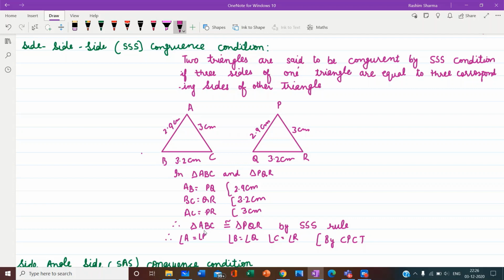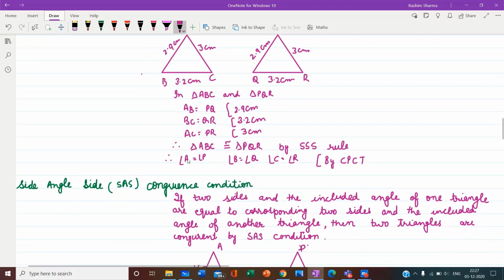Okay, so we will write therefore, because we have proved here 3 conditions, triangle ABC is congruent to triangle PQR by SSS rule. And therefore now remaining three parts, as I told you above, will be equal. Remaining three parts are angle A is equal to angle P, angle B is equal to angle Q, and angle C is equal to angle R by CPCT. Alright, so this way we can prove the two triangles are congruent by SSS condition. SSS means side, side and side. Okay, I hope you have understood.